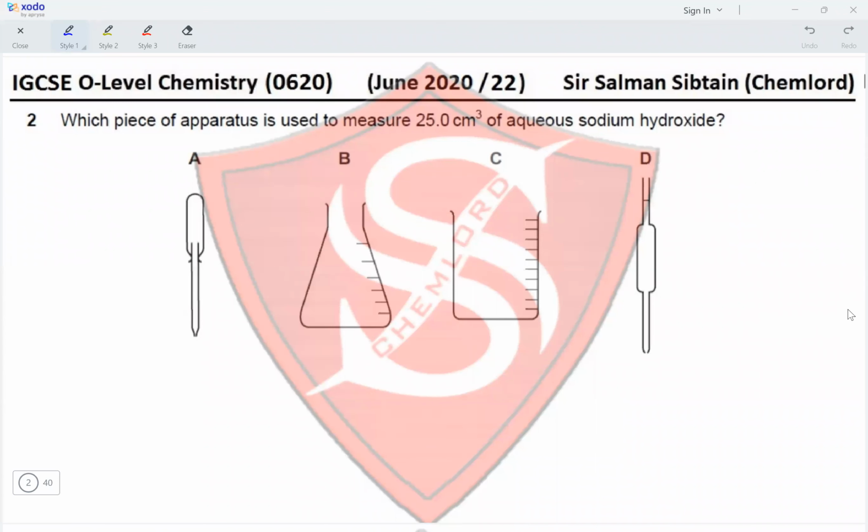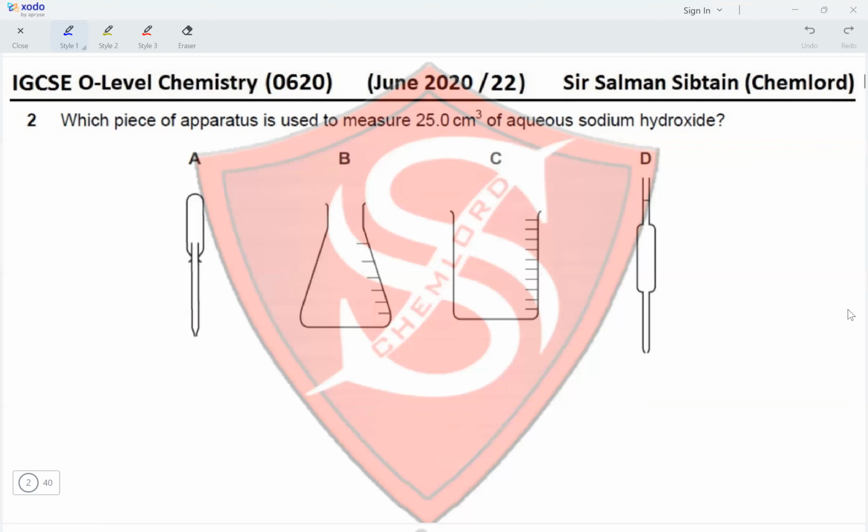Question 2. Which piece of apparatus is used to measure 25 cm cube of aqueous sodium hydroxide? So we have a dropper in option A, which can only take up a very small quantity of a liquid and we cannot measure in a dropper. B is a conical flask in which we have markings, but it is not used to measure the volume. C is a beaker. Again, it has graduations to measure volumes, but not accurately because there is accuracy in the given value to 1 decimal place.